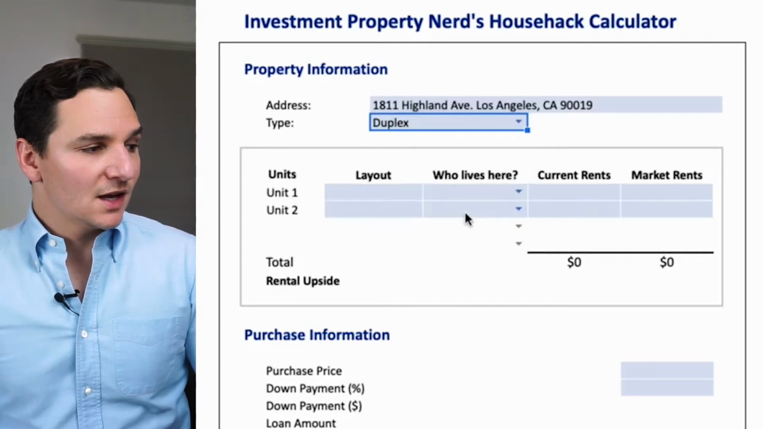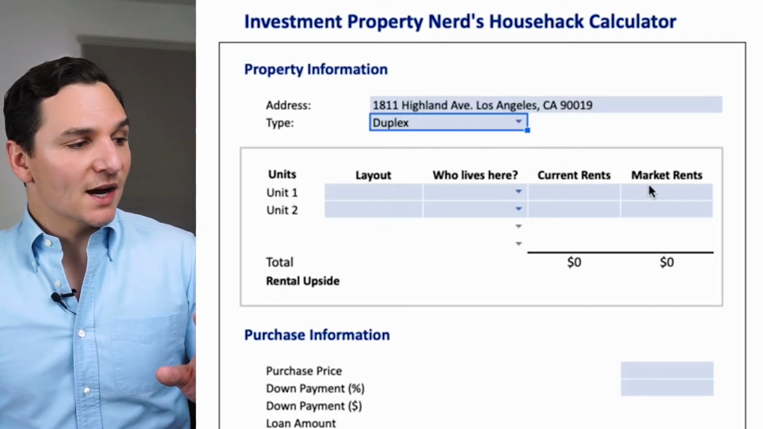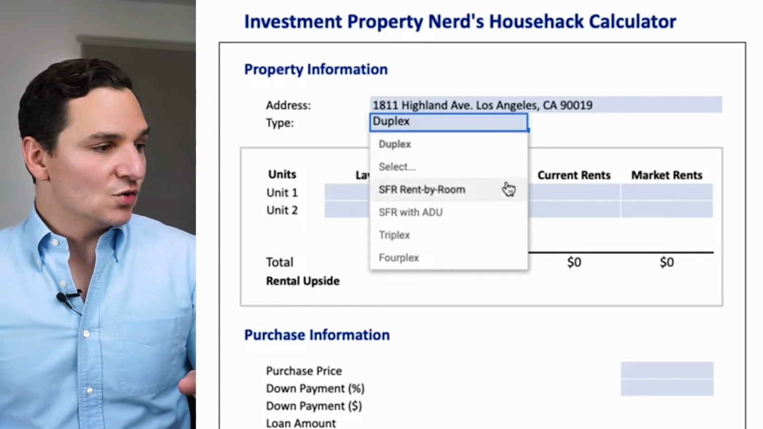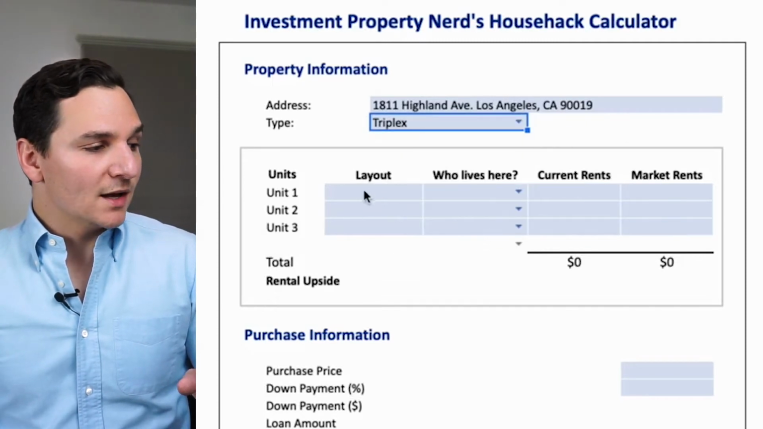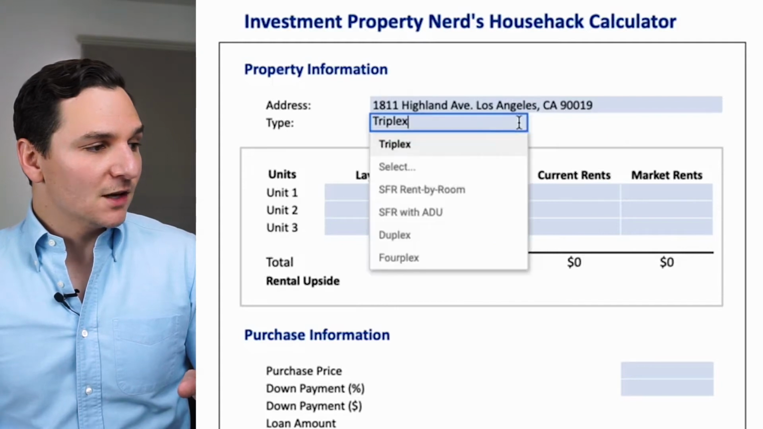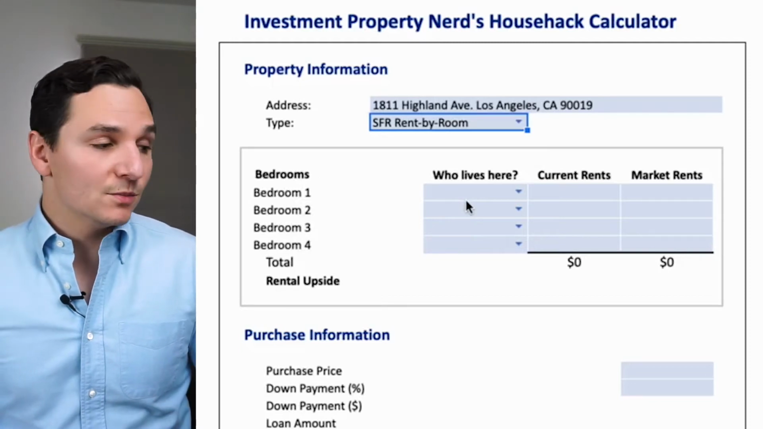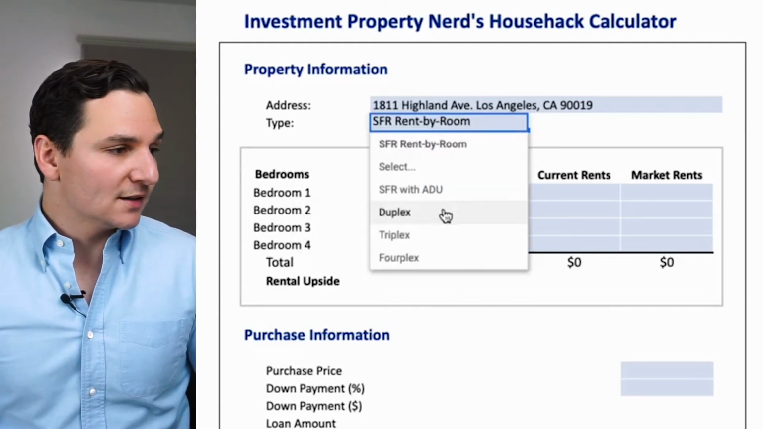This is a duplex. Now when we choose duplex, a couple boxes down here turn blue. And this is information that we need to fill in. If we choose triplex, we get blue boxes for 3 units. If we choose single family rent by room, we have options for 4 bedrooms. We don't need to fill out all 4 bedrooms, but the option is there. So we'll go to duplex.